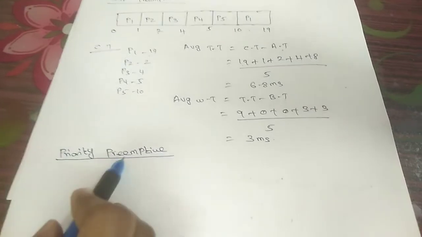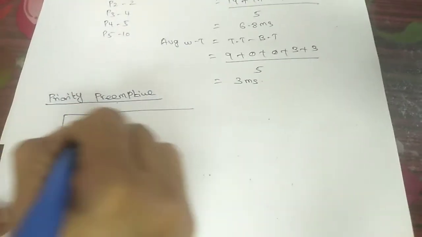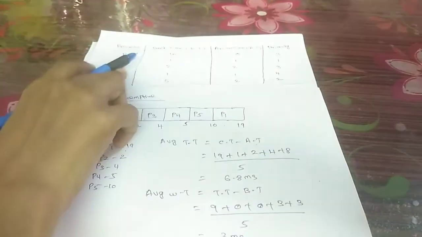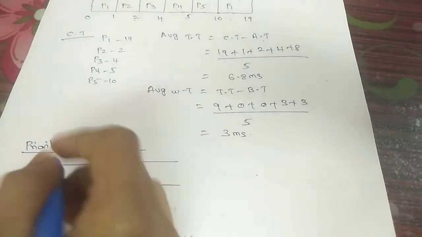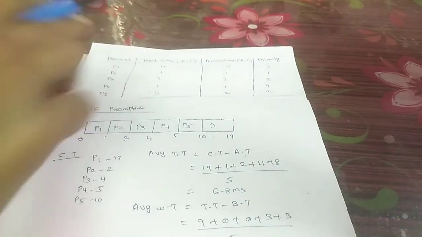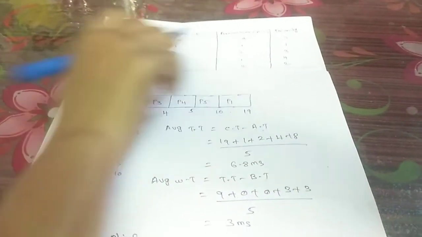Next you are going to do priority preemptive. First you are going to draw the Gantt chart. At arrival time 0, process P1 will be entering. Preemptive means it is going to cut the execution based upon the priority. In the case of SJF, we cut the execution based upon the burst time. In the case of priority, we cut the execution based upon the priority. That is the difference. P1 is going to execute for 1 millisecond.